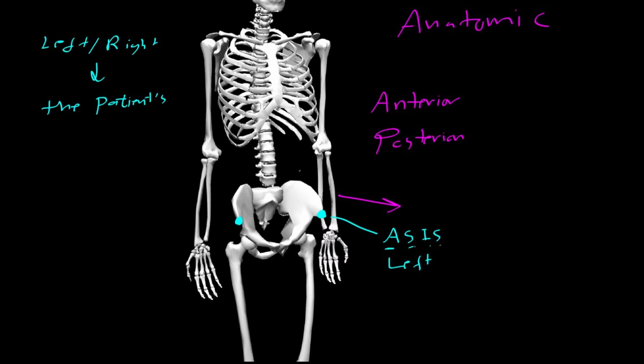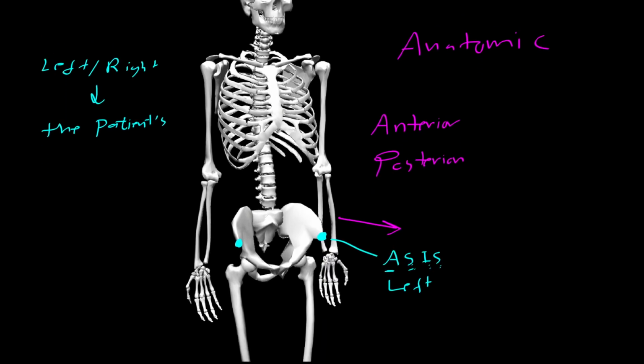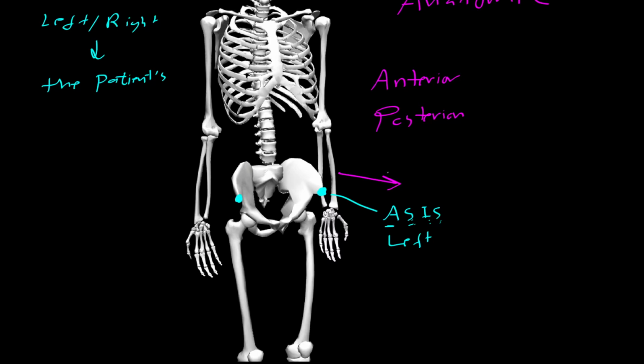Left and right. So the left anterior superior iliac spine, right there on the person's left side of their body. So it's anterior because it's on the front side of the body. And you might guess, and you'd be correct, that there's one back here, kind of at the bottom of the lower back, which is called the PSIS for posterior superior iliac spine. So anterior, that's like the front. Posterior, that's like the back.